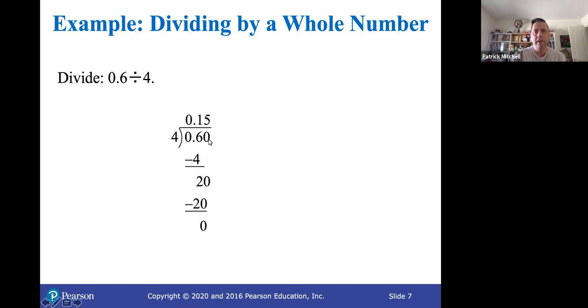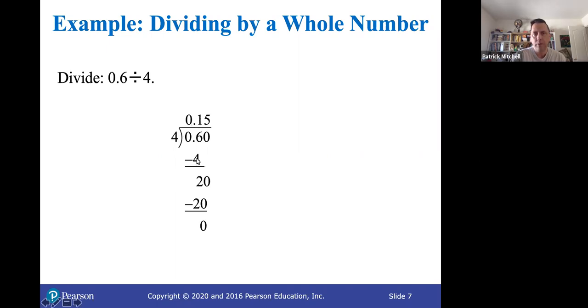Okay, so let's say I didn't have that 0 there to begin with. I would start by going, first of all, place the decimal point here. With decimals, you have to be really careful with your zeros. It makes a big difference where that decimal point goes, how many zeros are to the left and to the right. All right, so 4 goes into 6 one time, and that 1 goes here directly above the 6.